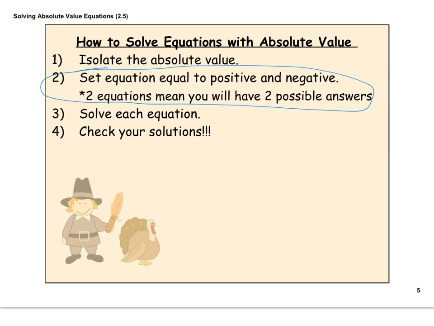You're going to set the equation equal to a positive or a negative. And because we have two equations, you're going to have two possible answers. Again, the reason we do this is because we don't know what was inside that absolute value, inside that gift. Was it a good thing, a positive, or a bad thing, a negative? So we have to prepare ourselves for both situations. And then in step 3, you're going to solve each equation. Step 4 would be, again, to check your solution. Any equation you can check. So if you would like to, you can check your solutions to see if they really do work.